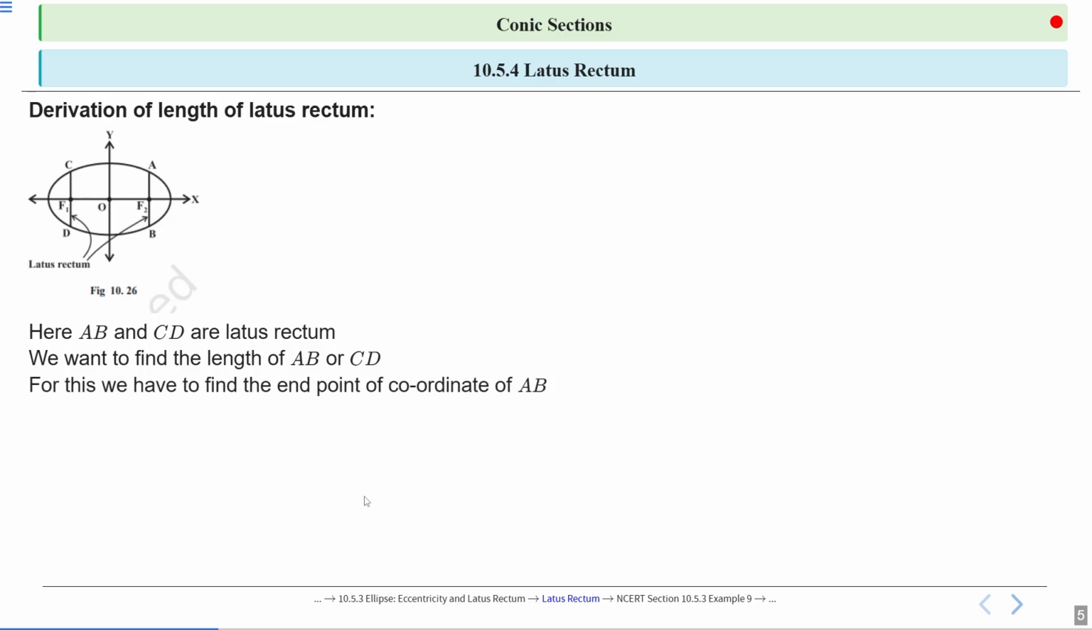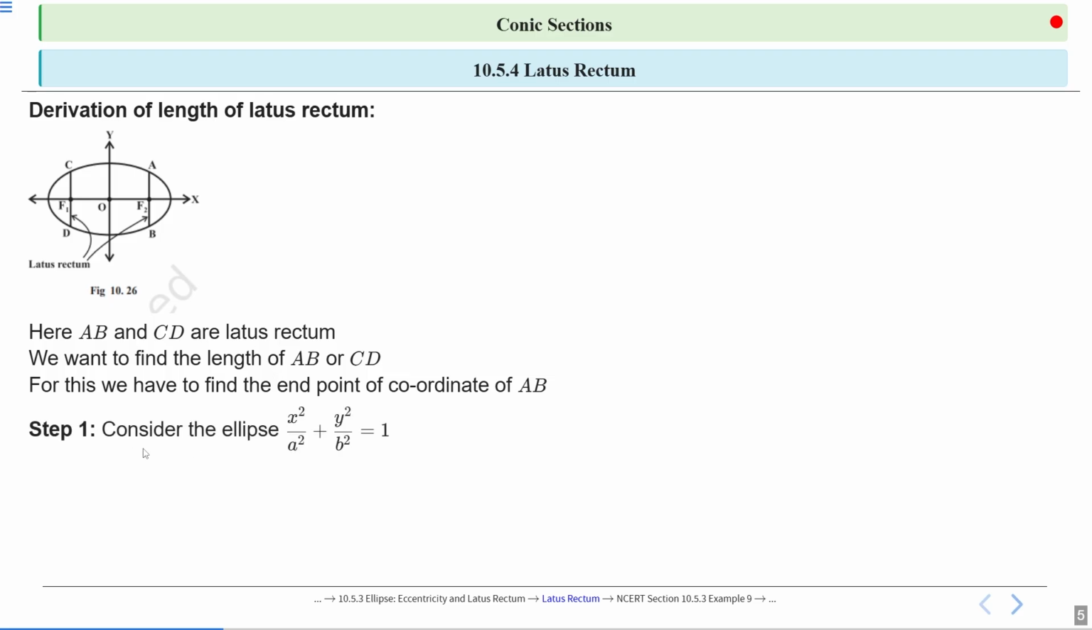For this we have to find the endpoint coordinates of AB. To find the length of AB, we need the coordinates of A and also the coordinates of B. Then we can easily find the distance between points A and B, and that will be the length of the latus rectum.